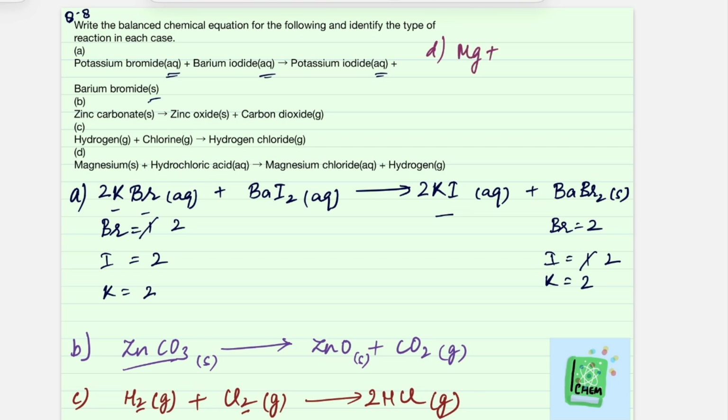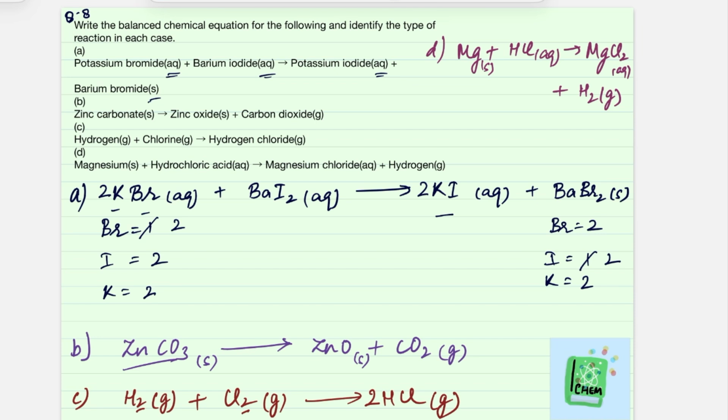Now the fourth reaction, magnesium solid plus hydrochloric acid, this is aqueous solution, forming magnesium chloride, this is also aqueous solution, plus hydrogen gas. Now this reaction is a single displacement reaction. Here magnesium is displacing hydrogen from hydrochloric acid and it is forming magnesium chloride.